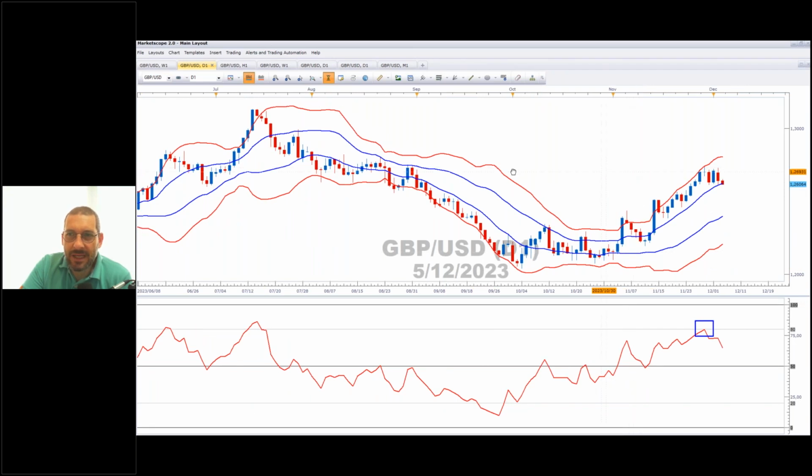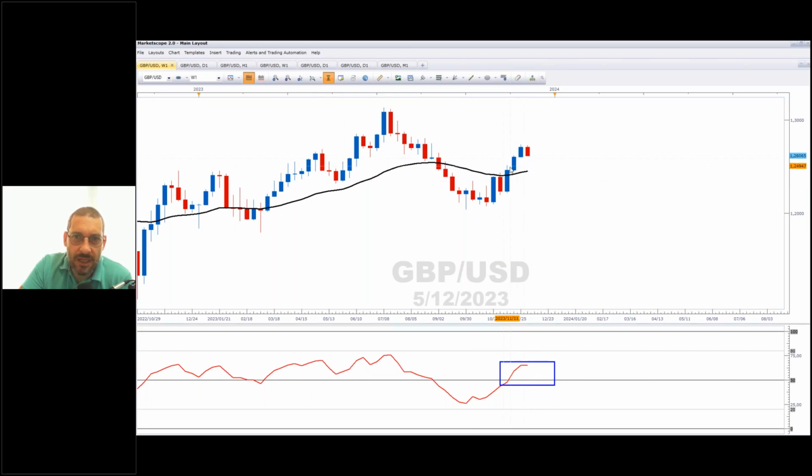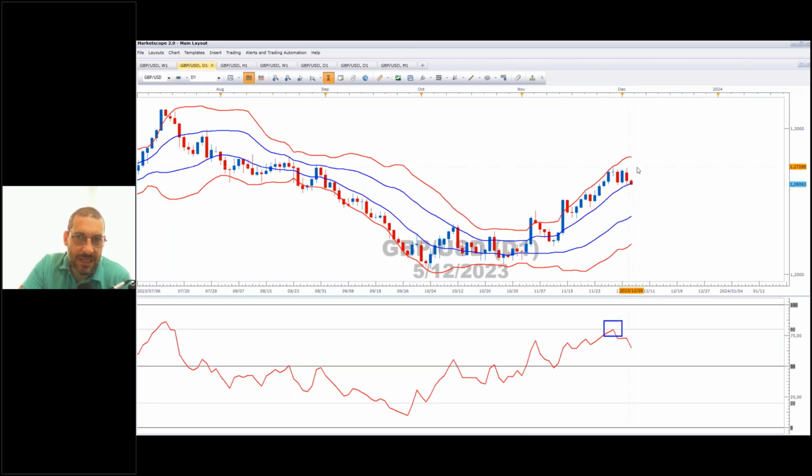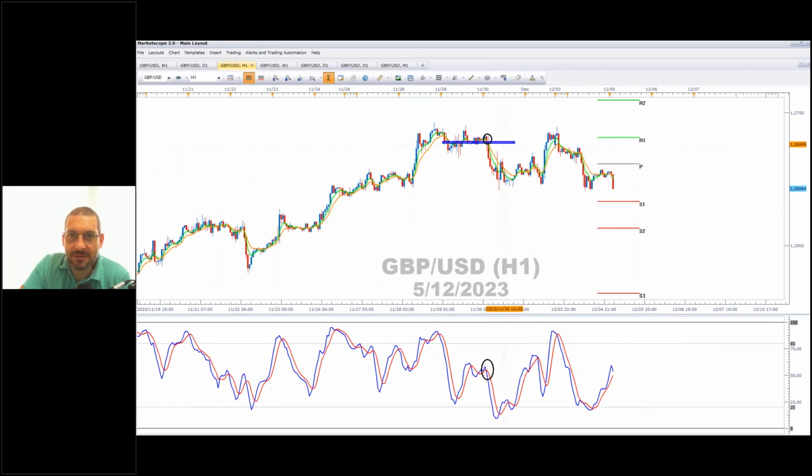Okay, cable perhaps giving us a little bit more to work with. So here we've got stochastic above the 30-week exponential moving average, the 30-week exponential moving average pointing up. The red here showing a potential dip in the uptrend, not nearly as compromised as the euro US dollar. Okay, so we just want to see if there is some sort of support that comes in here. And what we can do is we keep an eye on this level.